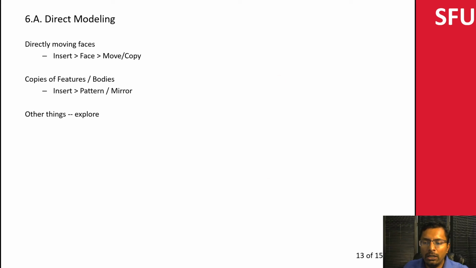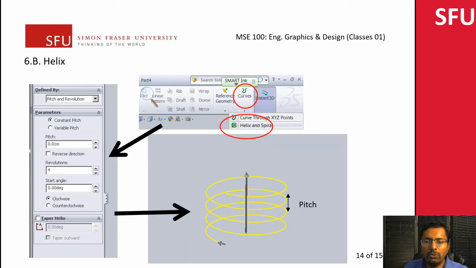So moving on, the next one we're going to look at is what's known as a helix. The helix is like a spring: it's rotating at the same time as it's moving along the axis in the z direction.